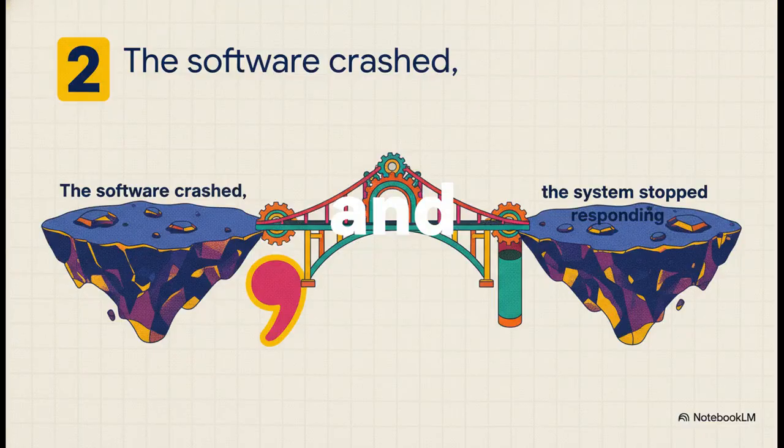Method number 2 is all about building a bridge. You can connect two independent clauses with a comma and then a coordinating conjunction. Words like and, but, or so. This is great because it actually shows the relationship between the two ideas. The crash and the system response are linked events.